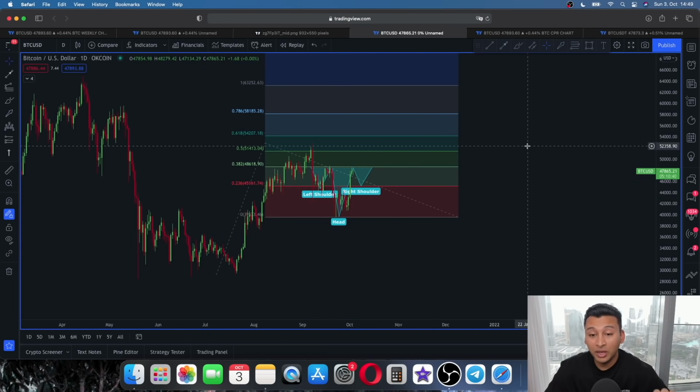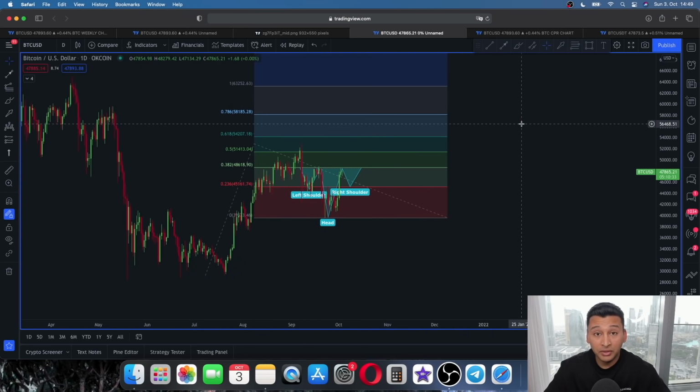So that's why, guys, right now I'm expecting the price of Bitcoin to be trapped between this 0.382 and 0.236 Fibonacci extension line for the immediate short term.